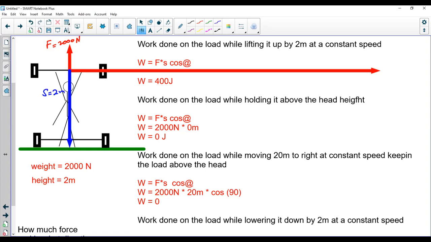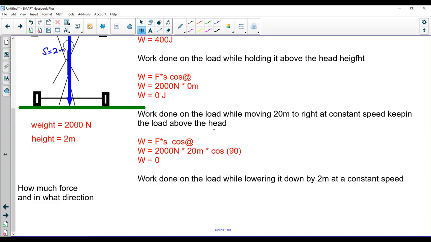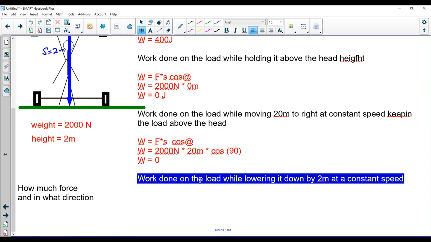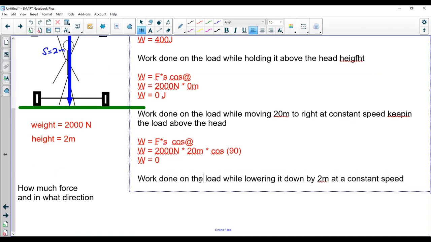If the force is upward, displacement, yeah, use that: 2000 Newton is the force, 2 meter is the distance or displacement, and 180. Yes, that's the right answer. Fatma, are you there? Yes. So what answer you will get if you put these values?